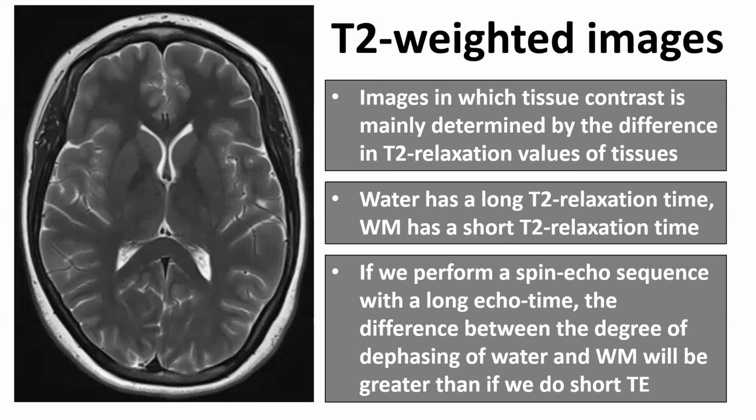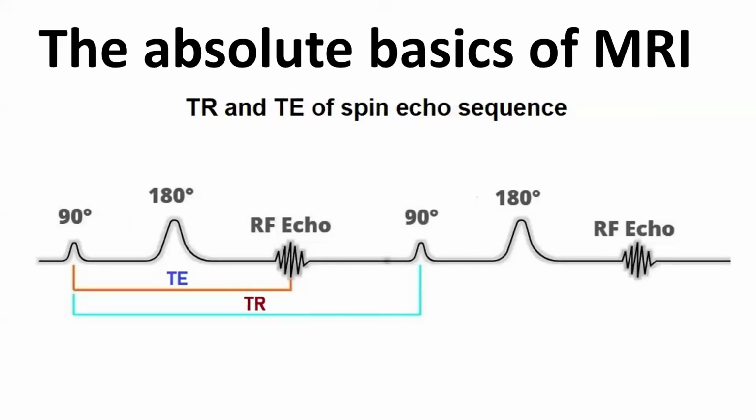So T2 weighted images are images in which the tissue contrast is mainly determined by differences in the T2 relaxation values of tissues. If we want to create images that show the difference in T2 relaxation values of tissues, we need to perform our sequence with a long echo time, because then the difference between the degree of dephasing of water and white matter will be greater than if we use a short echo time. So let's summarize.